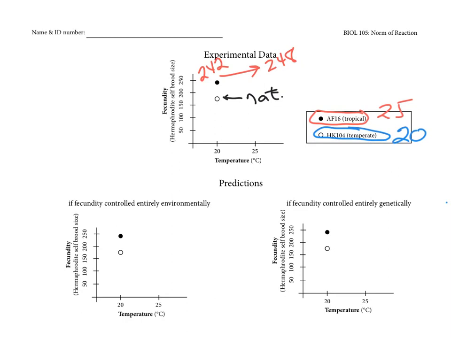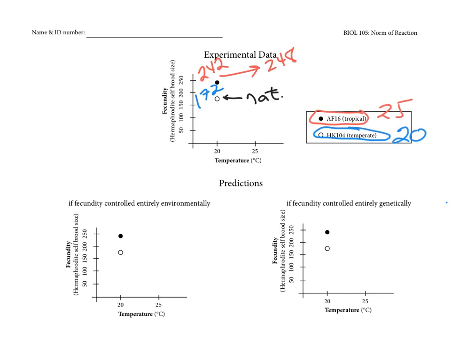Okay, so what happens to the other strain? So its native temperature is more like 20 degrees on average. And at that temperature it has 172. An individual worm will have 172 self-offspring. One hermaphrodite produces 172 offspring.